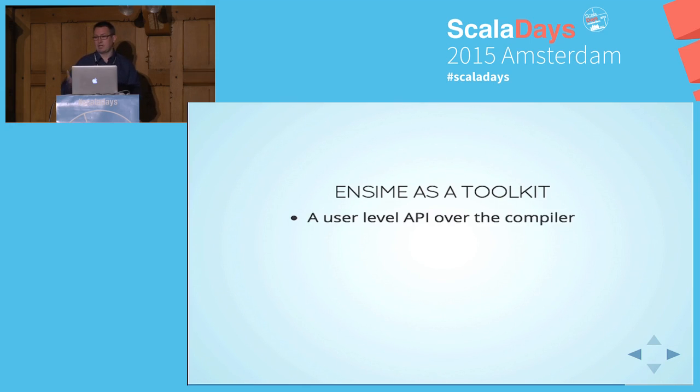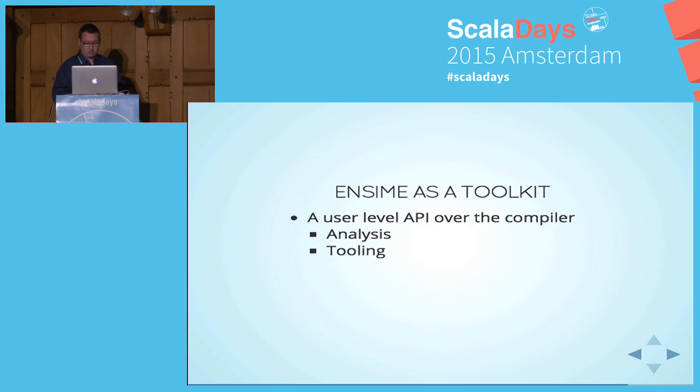It's a user level API over the compiler. So I can say things in a much more natural way, you know, what's this method, who implements it, etc., rather than having to deal with the AST directly all the time. So why would you use that?